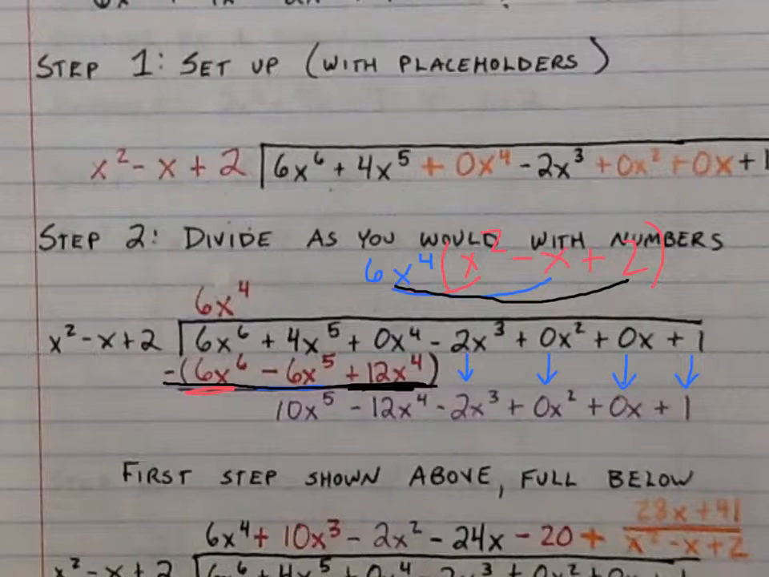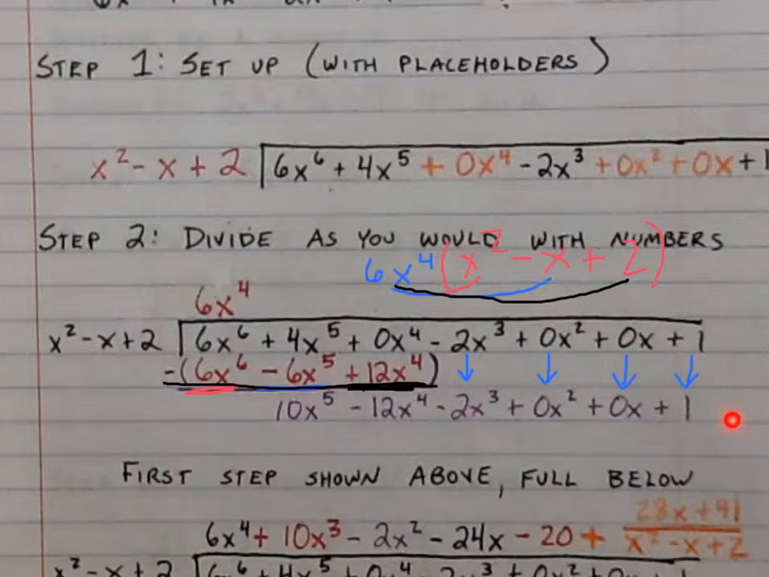A brief repeat of the problem. I took x squared and I asked myself how many times will it go into 6x to the sixth, and it goes in 6x to the fourth times. I took 6x to the fourth and I multiplied it by the whole trinomial, writing the resulting answer here, and then I subtracted the resulting answer from my dividend, getting 10x to the fifth minus 12x to the fourth, etc.